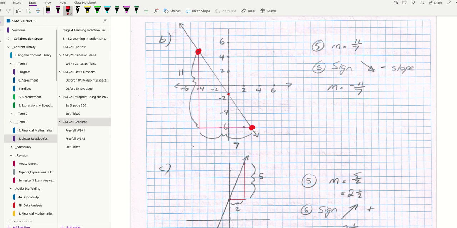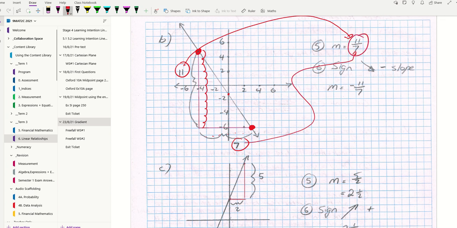Count them up again. 1, 2, 3, 4, 5, 6, 7, 8, 9, 10, 11. 11 in the vertical direction. 1, 2, 3, 4, 5, 6, 7. 7 in the horizontal direction. So vertical on top, horizontal on the bottom, fraction 11 on 7. Put that in my calculator, A, B, C, and it just stays there.